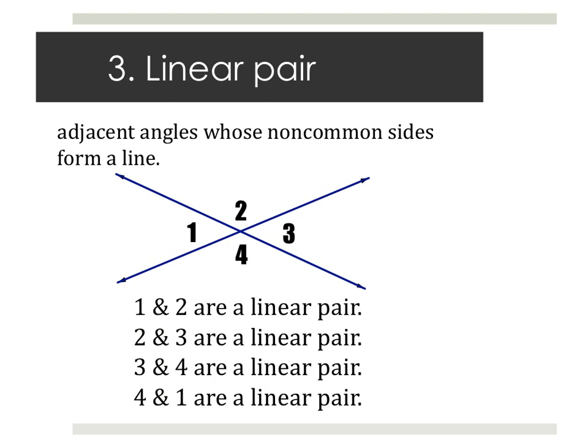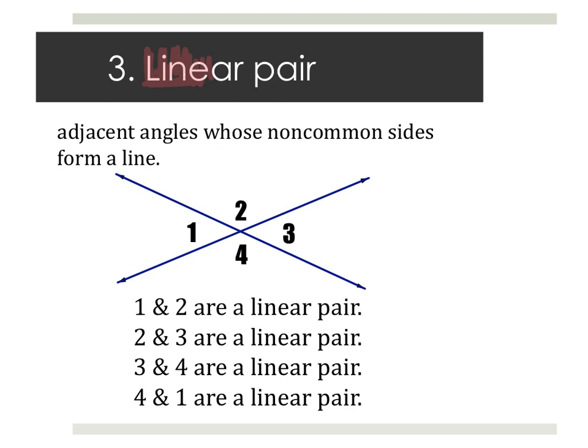Next one, linear pair. In the word linear, you could see kind of where we're going with this. You could see the word line. So linear pair, the technical definition is adjacent angles. Remember, we just discussed adjacent angles. They share a side and they share a vertex, and they're next to each other. So these non-common sides form a line.